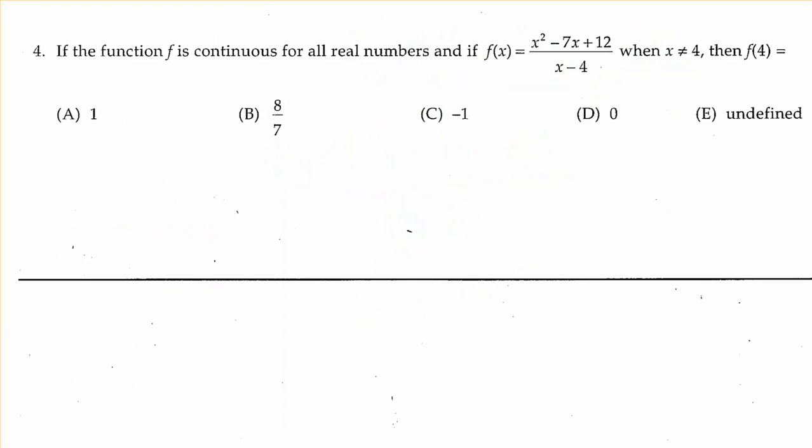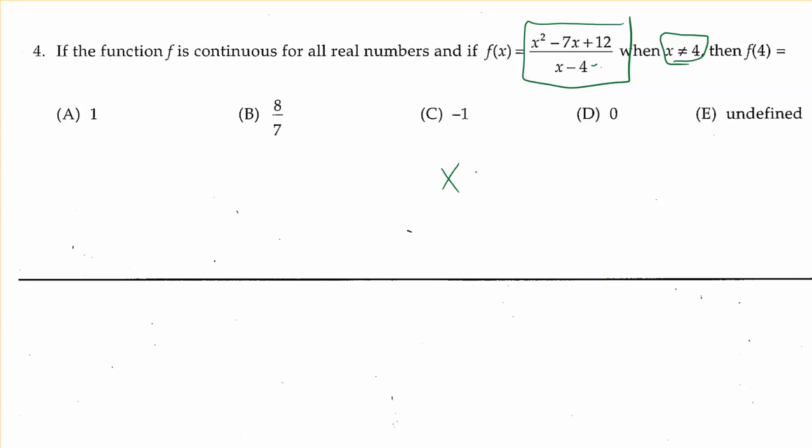All right, if the function f is continuous for all real numbers, and if f of x equals x squared minus 7x plus 12 over x minus 4 when x doesn't equal 4, then something else when it does equal 4, so basically we're just trying to figure out a piecewise function. It's going to be continuous everywhere on this part of the function, everywhere but 4. So then at 4, what would the function have to be to fill that hole in this case? So really it's like an algebra 2 pre-calc problem.